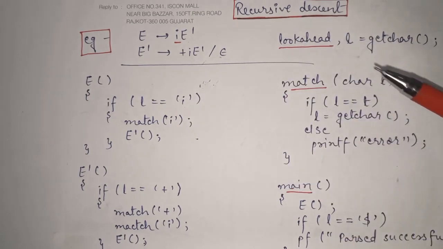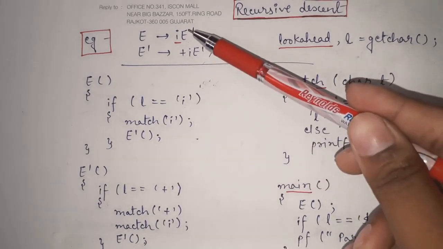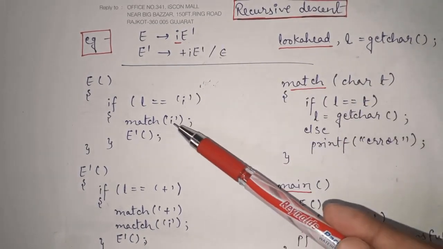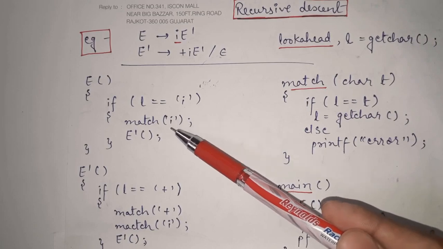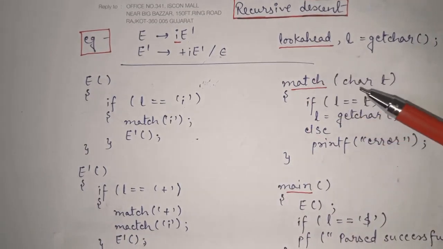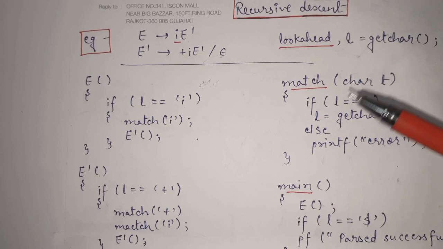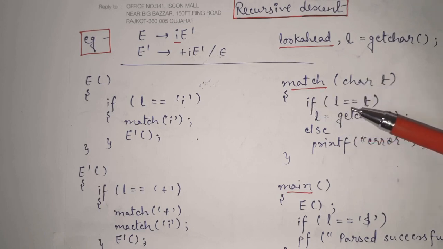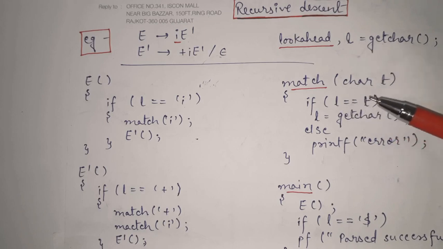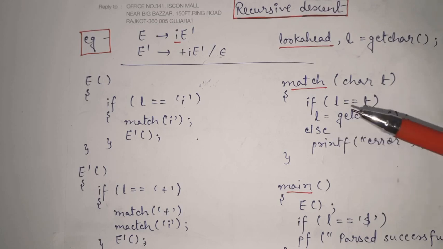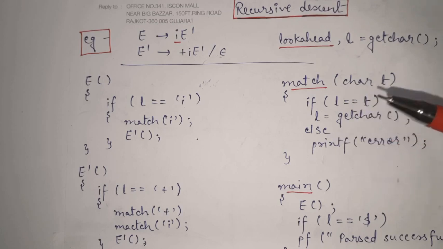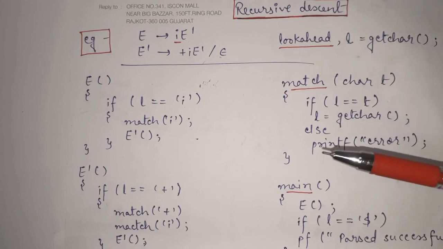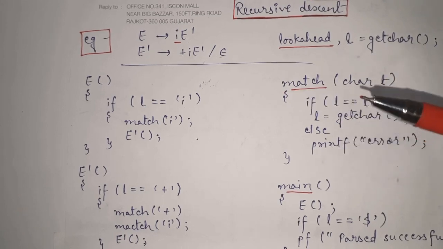This will be the terminal that will be coming from the grammar or the string. So this terminal will be passed as a parameter. So in match we are having one parameter of character type, and then inside the match we are just checking if the look ahead equal to my terminal. If the look ahead whatever I got is equal to my terminal, then simply get character, else printf error, because if they are not matched, that means it does not belong to my grammar. So we will simply give the error. And this is what match function is doing.